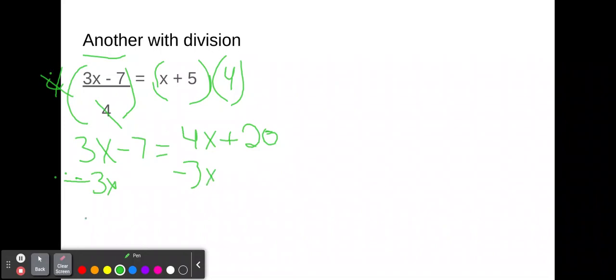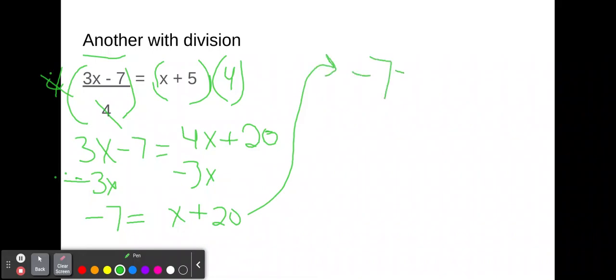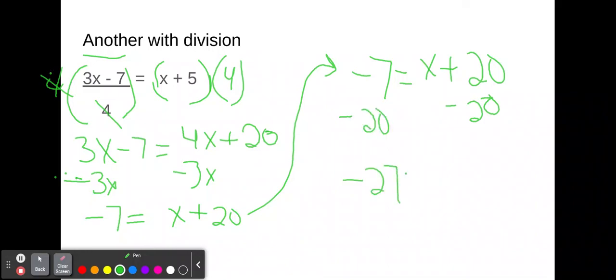leaving me with, remember, the negative is still there, a negative 7 equals 4x minus 3x, which just leaves us with 1x plus 20. So again, we're going to bring it up over here. So I've got negative 7 equals x plus 20. So now we just subtract 20, or add a negative 20, to both sides of our equation, leaving us with negative 27 equals our x.